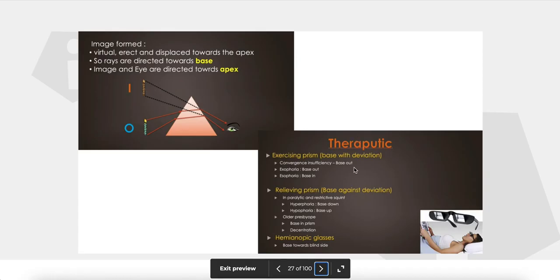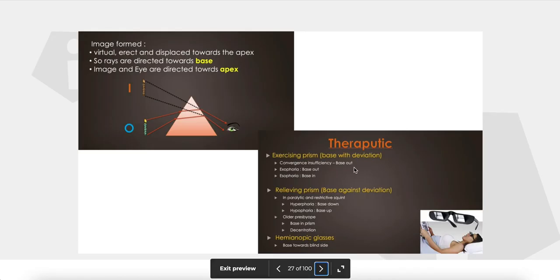There are different uses of prisms. Some of them can be therapeutic. For example, if we want to use an exercising prism, in which we want to train the muscles or make the muscles stronger, as in the case of medial recti in convergence insufficiency, we use the base with deviation.